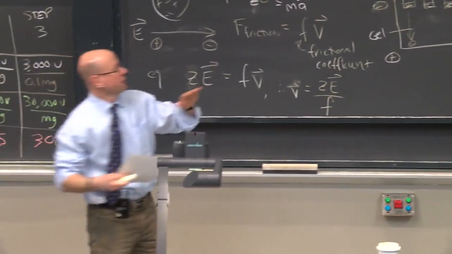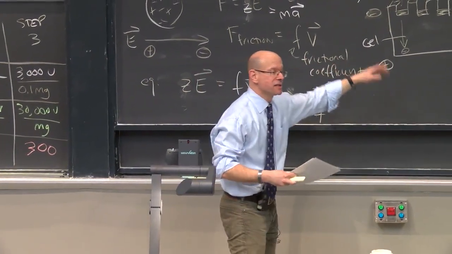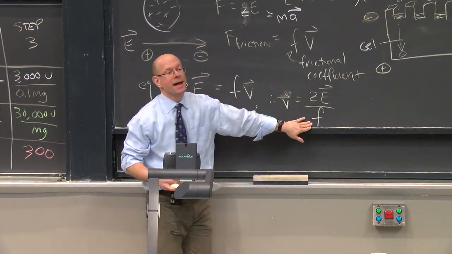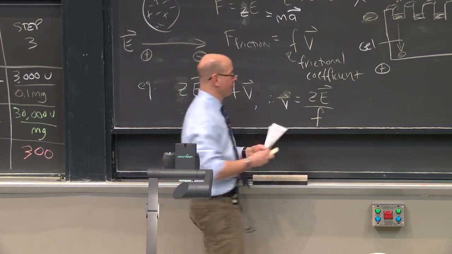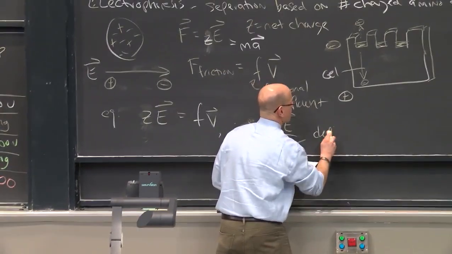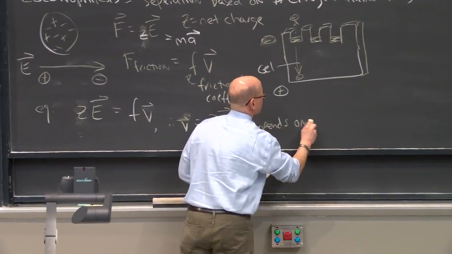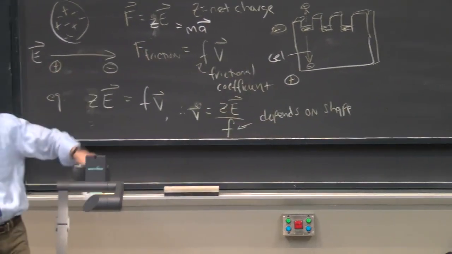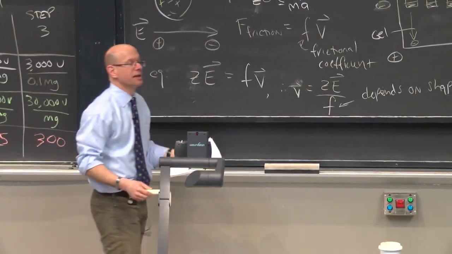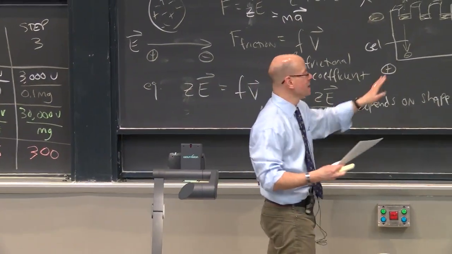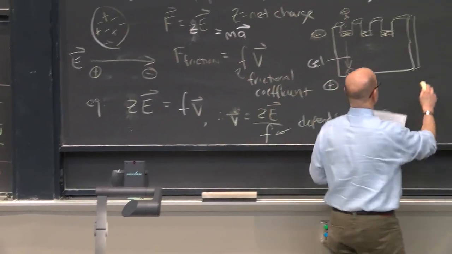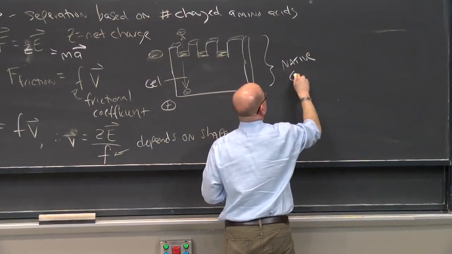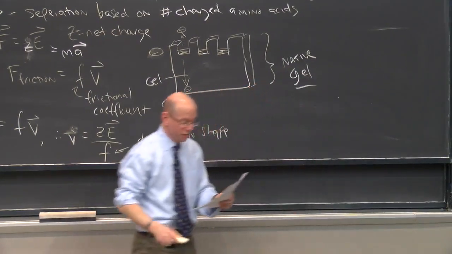And furthermore, the amount that my proteins move into this native gel is determined not just by their charge, but by F, this frictional coefficient. And F depends on the shape. If my protein is perfectly spherical, versus if it's a big long rod, they're going to move differently in this gel. So this is called a native gel, and it's called native because the protein isn't unfolded.